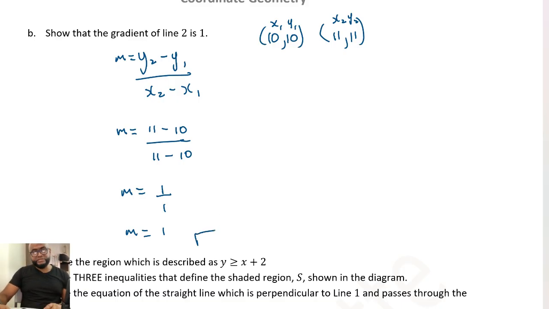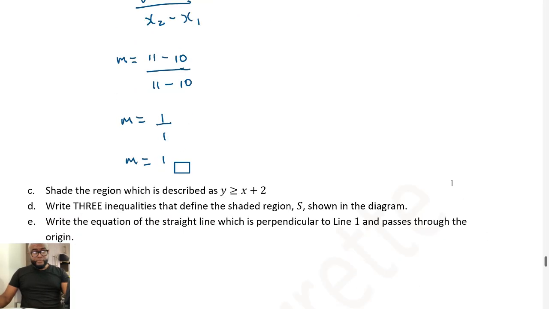M is equal to 1, and then a little box to indicate that it was shown. This box means you showed it. Anything that asks you to show, when you're done showing it, put a little box at the end. Cool? There we go.